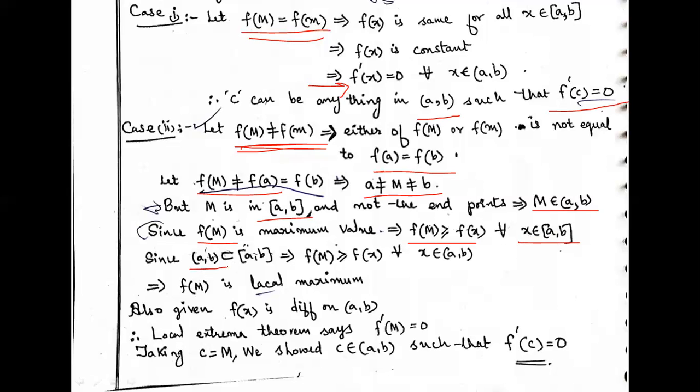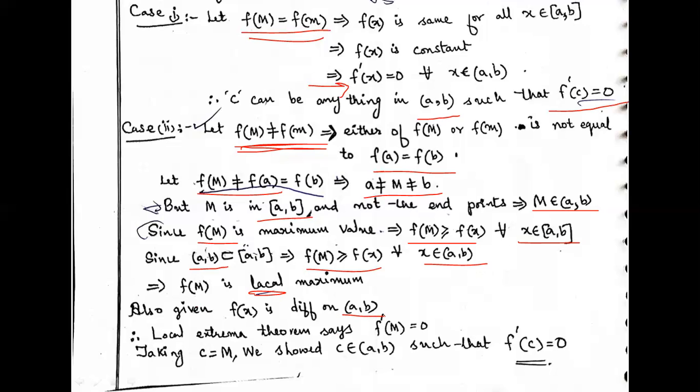So the open interval a comma b is similar to the closed interval a comma b. So f of capital M is more than or equal to f of x. Therefore, x belongs to the open interval a comma b. So f of capital M is a local maximum. Also given, f of x is differentiable on the open interval a comma b.